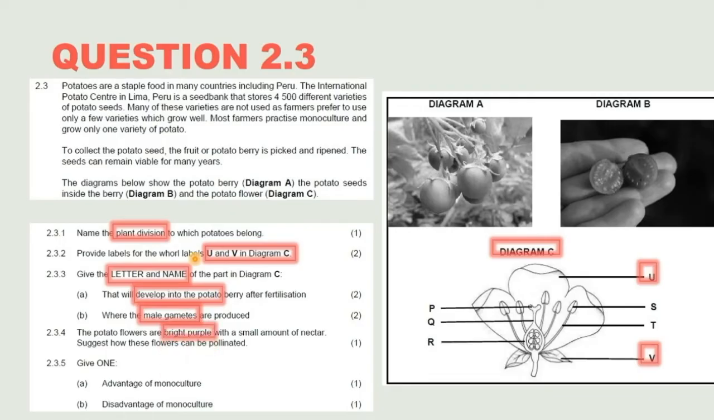2.3.4, the potato flowers are bright purple. So we have a bright color with a small amount of nectar. So these two should be a clue for which pollinator is responsible for pollinating these flowers. Then give 1 advantage of monoculture and 1 disadvantage of a monoculture. So a monoculture is when a farmer only plants 1 type of vegetable or crop year after year. So there is quite a lot of good and bad things regarding that situation, which we will cover now.